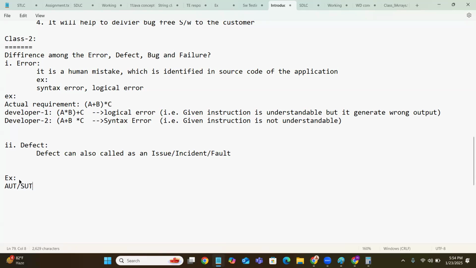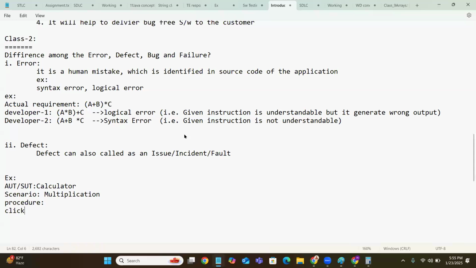Or SUT, system under test, also we are going to call. Application under test or system under test, that is calculator. Now here, some functionality I want to test. What is the functionality scenario here? Multiplication functionality I want to test. So what is the procedure if I want to test the multiplication functionality?